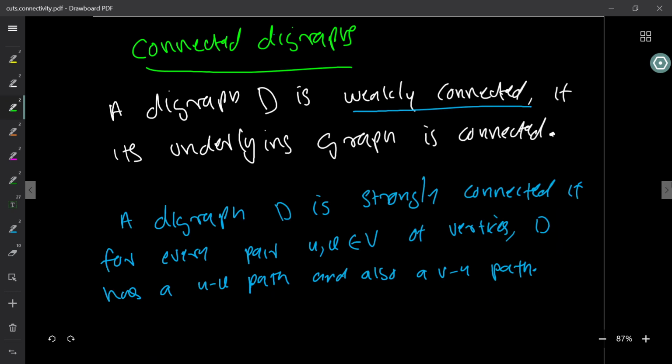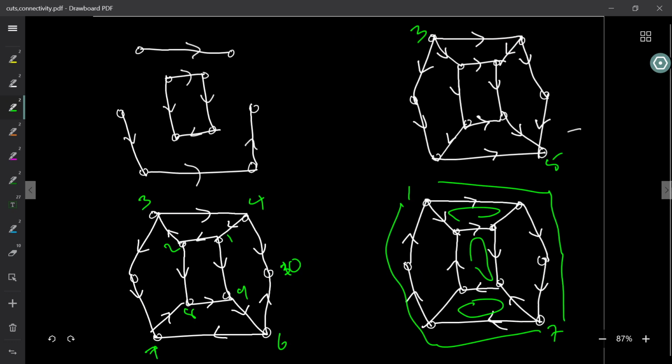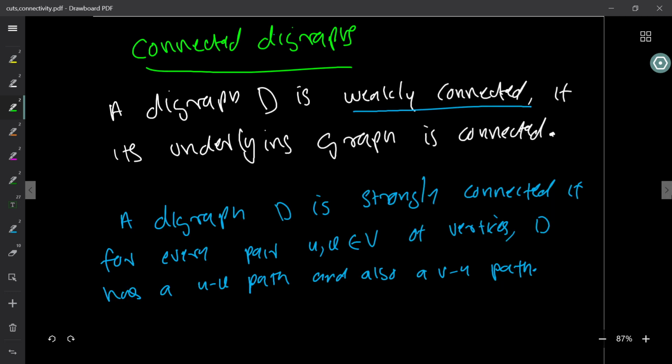Okay. So here we define formally this concept. A digraph is said to be weakly connected if its underlying graph is connected. So we have two notions of connectivity here. One is said to be weakly connected, which means that except for the first one, all the three are weakly connected. The underlying graph is connected.